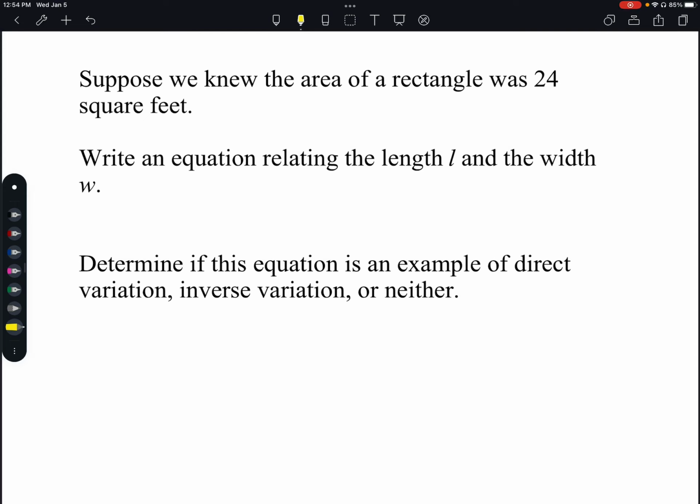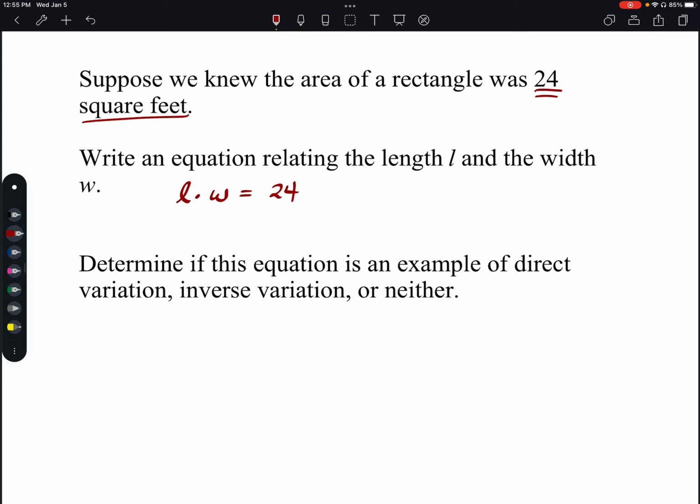It says, suppose we know the area of a rectangle was 24 square feet. Write an equation relating the length L and the width w. Well, we know that length times width is area. So in this case, since we know the area is 24 square feet, we could say length times width is going to equal 24. So we see the relationship there.